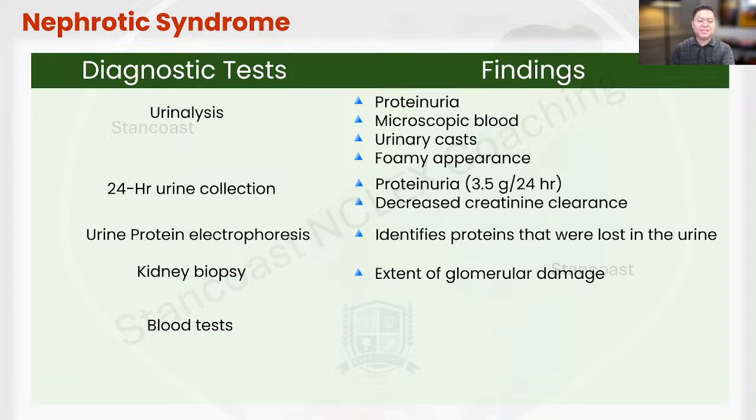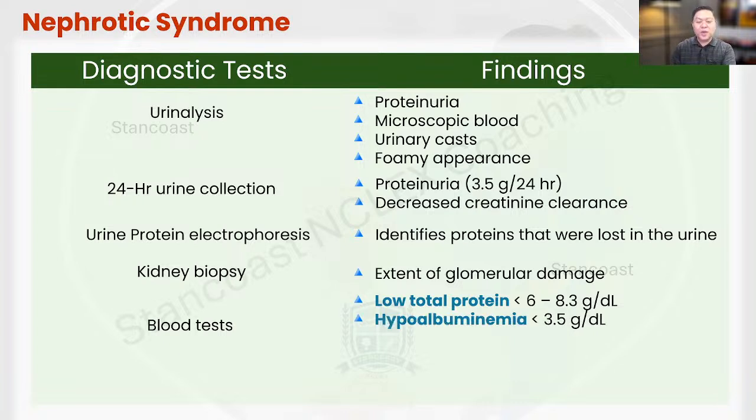Now, another test that we are going to expect are the blood tests. Here we're going to expect low total protein. I just give you here the normal range, which is 6 to 8.3 grams per deciliter. So anything below 6 is already considered a low protein level. All right, because there's another test for the albumin. With the albumin, anything below 3.5 grams per deciliter is already considered hypoalbuminemia.